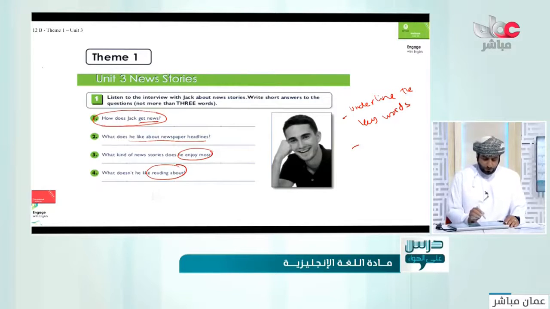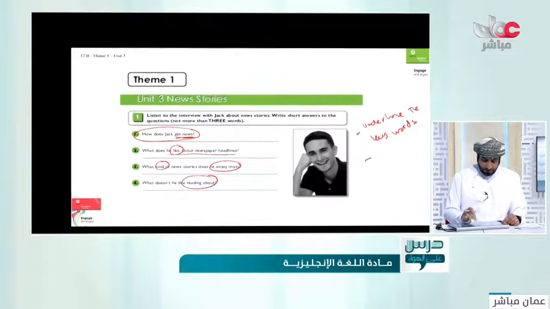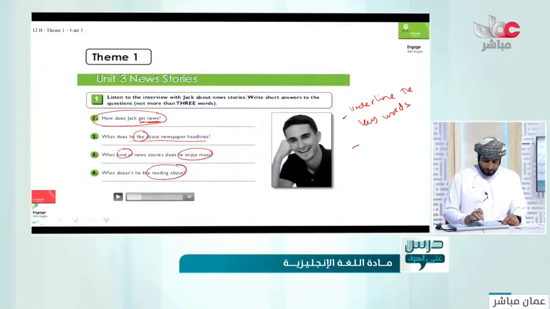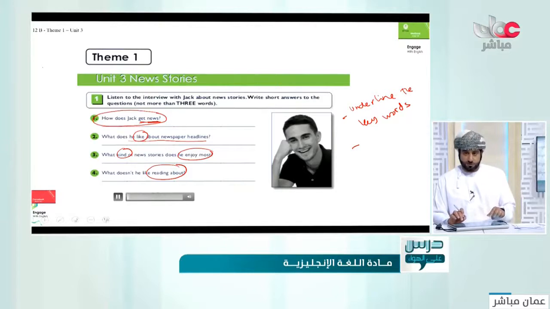So let's go to the first one. For example, how does Jack get the news? Get the news, how? So we'd like to know, what does he like about the newspaper? Like, this is a keyword. What kind of news? So kind. What doesn't he like reading about? So doesn't like. So the first one like, the second one doesn't like. Good. So you will hear it for the first time, and then we'll try to answer it together. So be ready. You will listen right now. Go ahead.